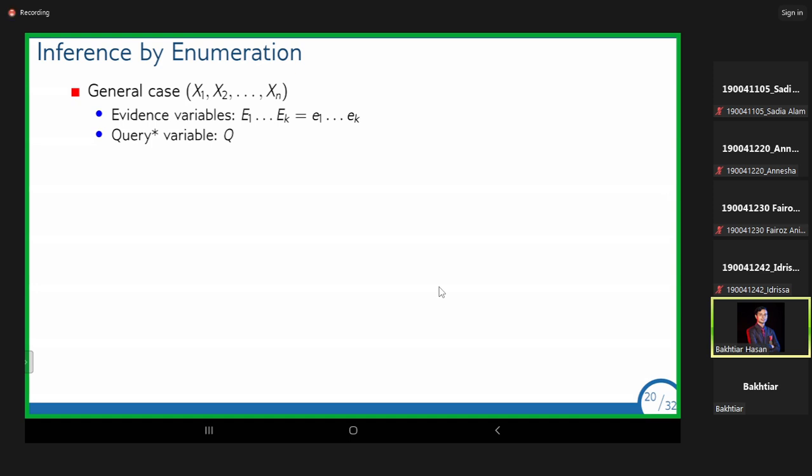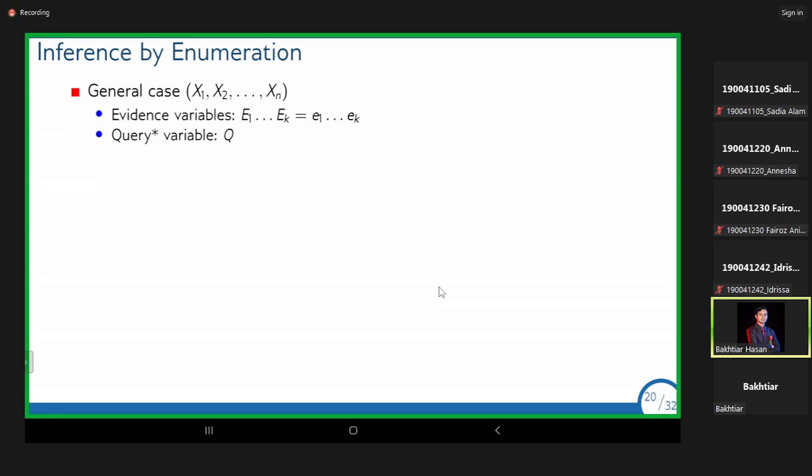So in the general case, we will have a whole bunch of variables, and we will have a joint probability distribution over that. Again, it's exponential in the number of variables. Now, from this very large table, we are going to have our evidence. The evidence variables are E1 through EK, and these evidences have values. So let's say we know that it's raining, we know whether the lights are on, we know what the test result is, and so on and so forth.